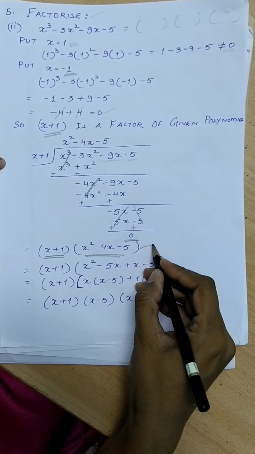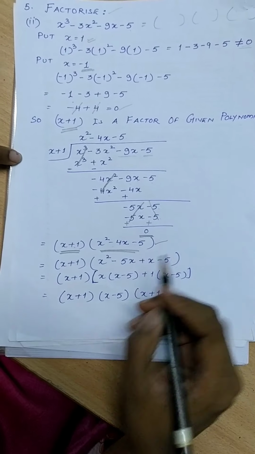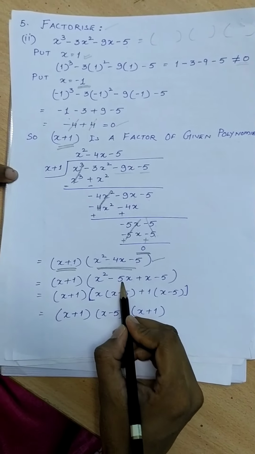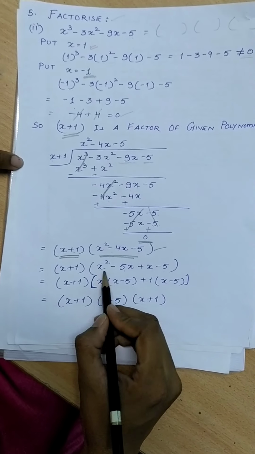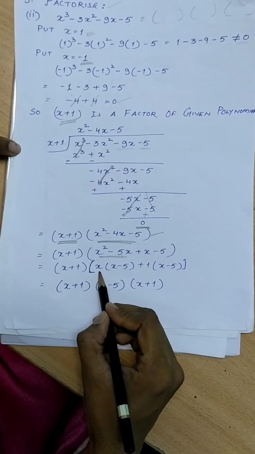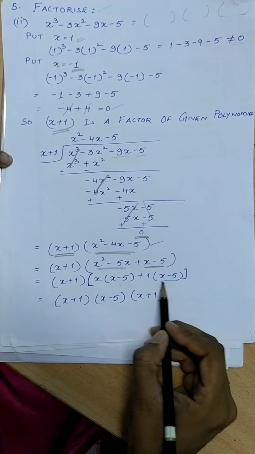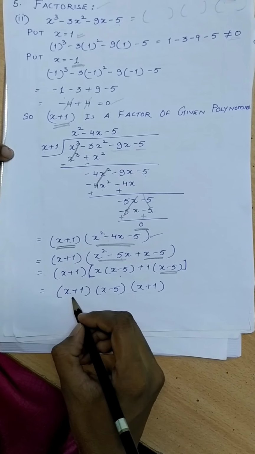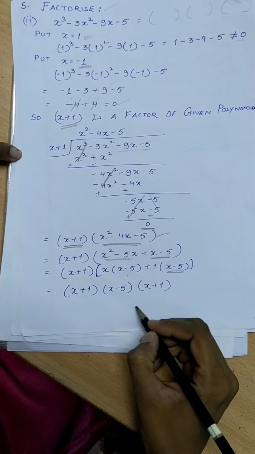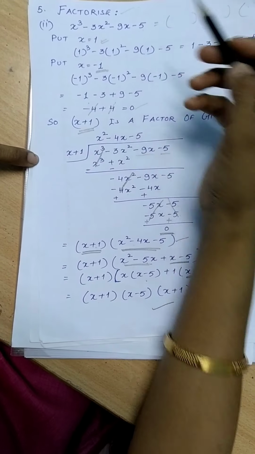Again you can factorize this by middle term splitting. So x square minus 5x plus x minus 5, then we'll take common here. x is common, x minus 5 will come, plus 1 is common, x minus 5 is here. So x plus 1, x minus 5 and x plus 1 are the factors of this given polynomial. Is it clear?